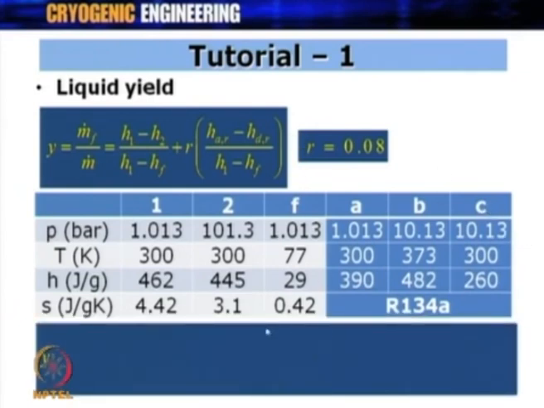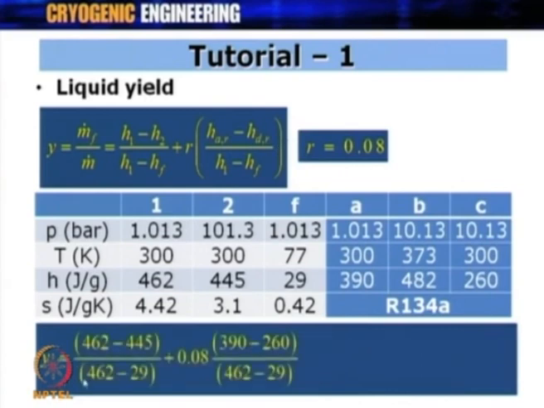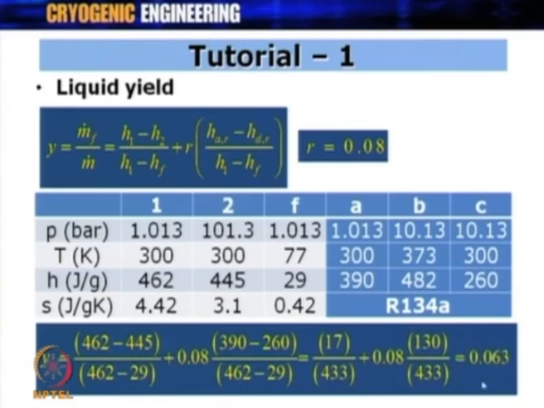So, putting these values in this expression now, y is equal to H1 minus H2 upon H1 minus HF, which is a standard value, plus the additional increment that is going to come because of the pre-cooling circuit, 0.08 into HA minus HD, which is 390 minus 260 divided by H1 minus HF, again 462 minus 29, thereby giving the value equal to 0.063. So, the yield now has increased to 0.063 for the pre-cooling circuit.